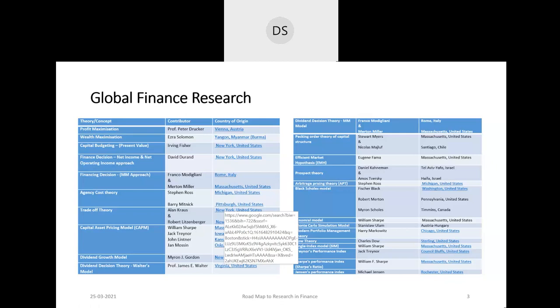So I'm talking about the first point, which I would like to convince you about, the magnitude of finance research globally. What exactly is the magnitude of this finance research?